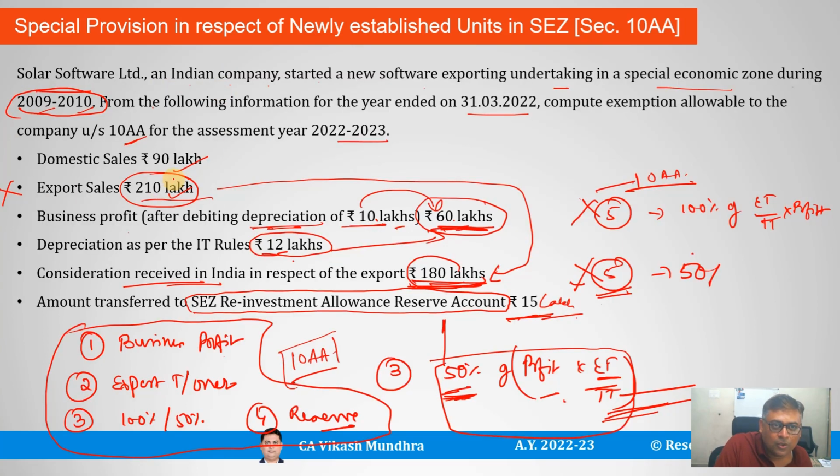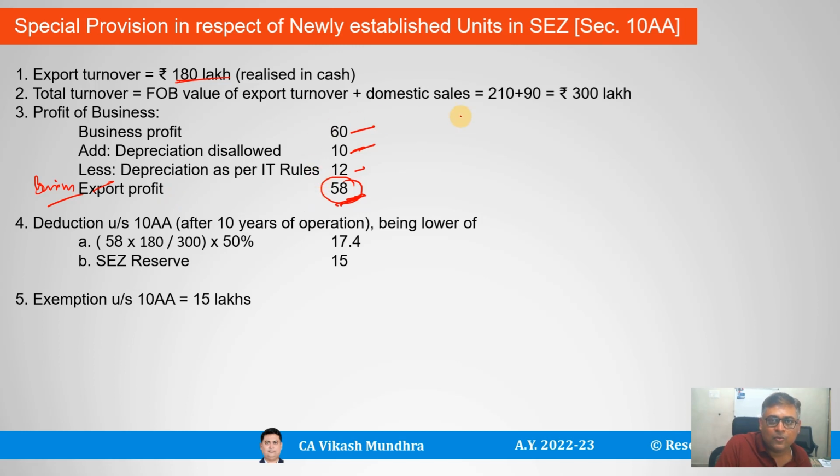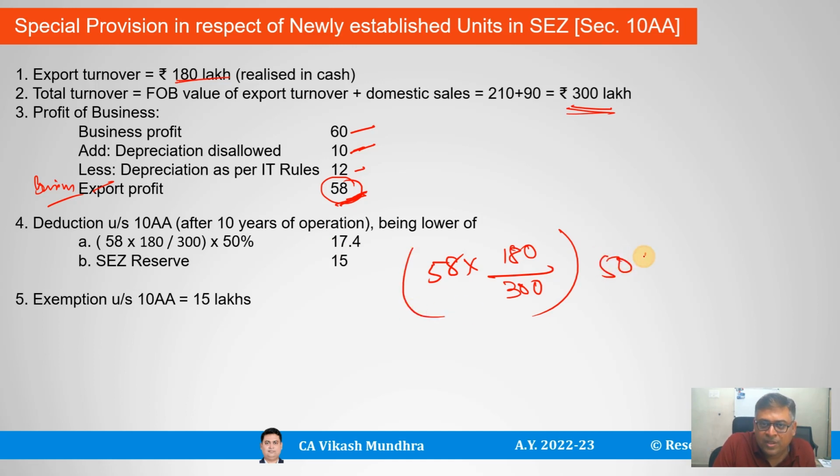Now comes the total turnover. 90 plus 210 is considered as my total turnover. That means 300 is my total turnover. Now I applied: 58 is my business profit, into ET, ET is 180, by TT, that is total turnover of 300. I got a figure, and 50% of it, I got a figure of 17.4.